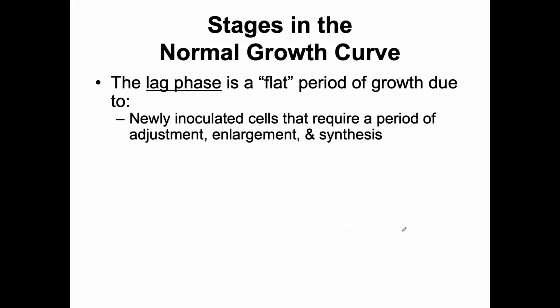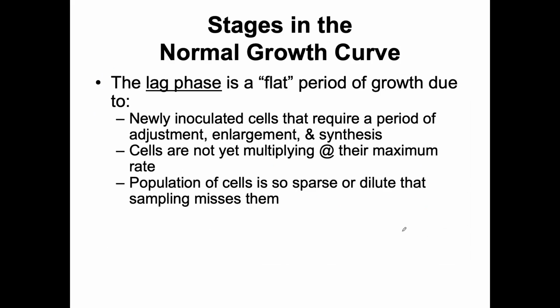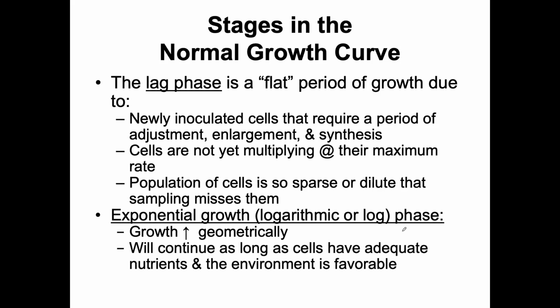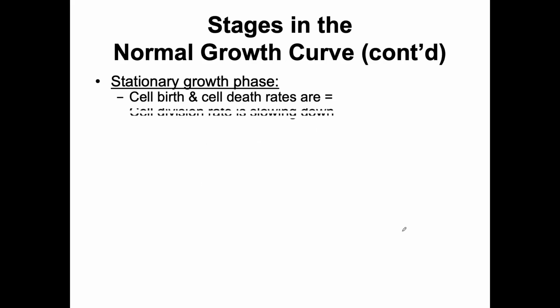If we look at a typical growth curve, newly inoculated cells need a little bit of time to get going. Cells aren't yet reproducing at their maximum rate, and the population of cells is tiny, so sampling may miss them completely. In the exponential phase, the cells are growing very rapidly, and that will continue as long as the cells have something to eat. In the stationary phase, the rate of reproduction equals the death rate, so you won't see an increase in the number of cells here.